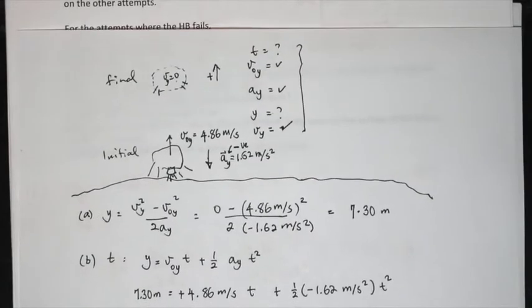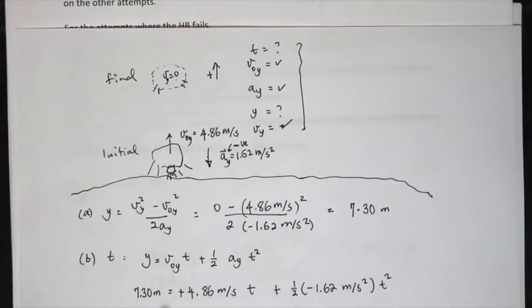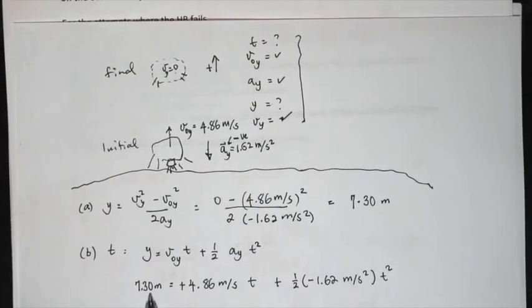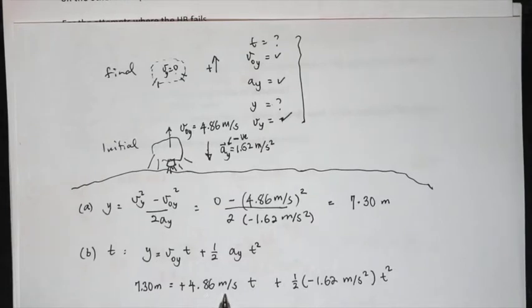T is equal to... to find t, y is equal to v naught y t plus half a y t squared. Obviously, if I sub in all the numbers I have, 7.3 meters, 4.86 meters per second for v naught y times t plus half the gravity of the moon t squared. This is a quadratic equation that I set up that will give me two values of t.